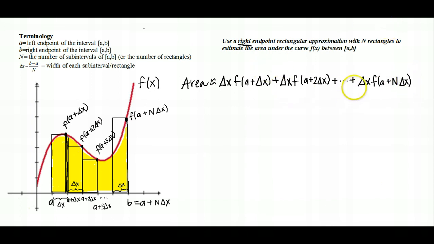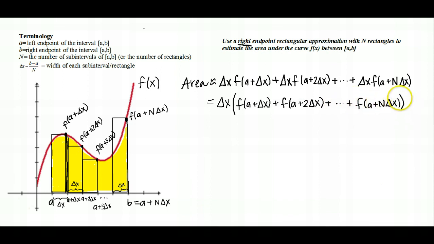Now, we're trying to make this generic formula, so what we're going to do is see what's common throughout all of these. Since everything's being added together, and in each of these terms there's a delta x, I can factor out a delta x. So this area is delta x times the quantity f of a plus delta x plus f of a plus 2 delta x plus dot dot dot plus f of a plus n delta x.